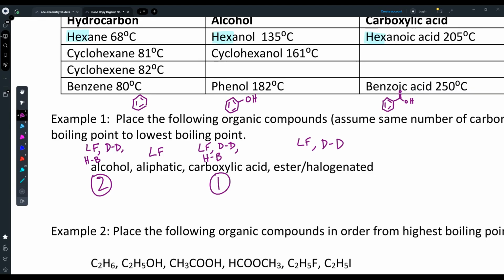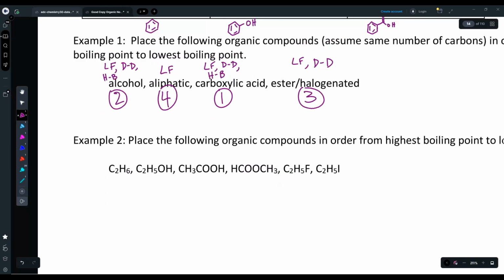Then alcohols are going to be the second highest. And at this point, we just have to say, okay, this one over here has the next most intermolecular forces, so I'm going to put that as 3. And then aliphatic compounds have the least amount of intermolecular forces, so they are going to have the lowest boiling points.